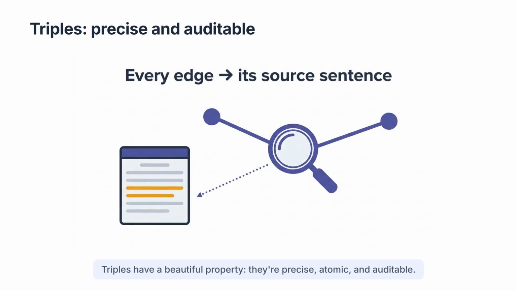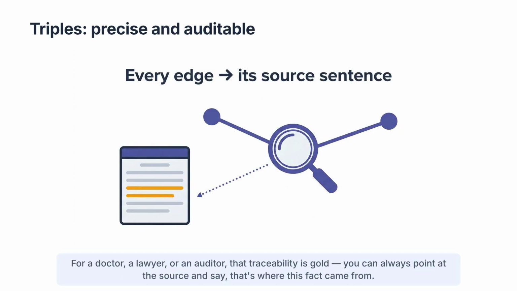Triples have a beautiful property: they are precise, atomic, and auditable. Every edge traces back to the exact sentence that produced it. For a doctor, a lawyer, or an auditor, that traceability is gold. You can always point at the source and say, that's where this fact came from. No hand-waving.